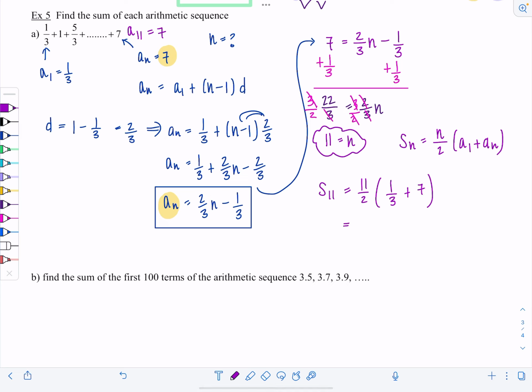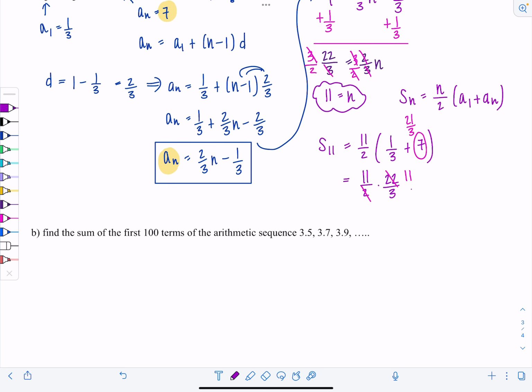Okay, now we did some of this fraction work already. Remember, this is 21/3, plus 1/3 is 22/3. So we have 11/2 times 22/3. 2 cancels. 11 times 11 is 121. So S sub 11 is 121/3. And leave it like that, okay?